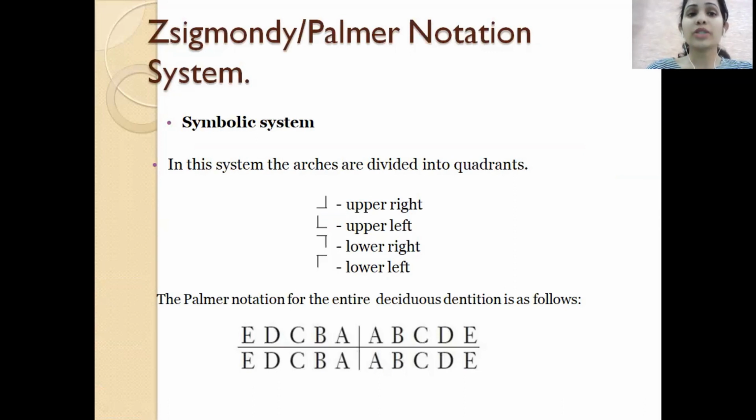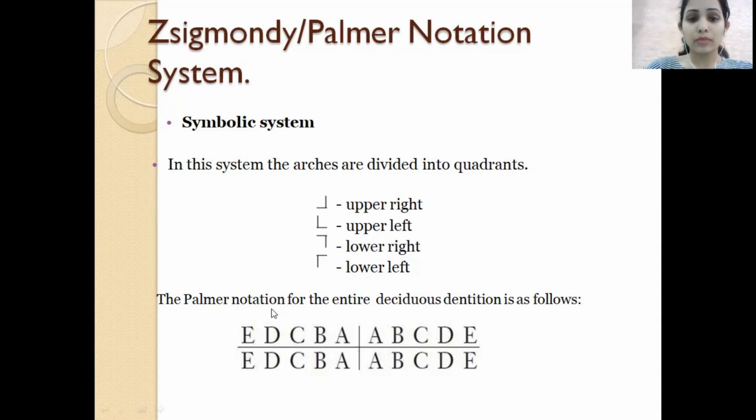Now coming to Zsigmondy-Palmer notation system. This is a symbolic system. In this system, the arches are basically divided into quadrants. That is, first we have two arches, maxillary arch and mandibular arch. Now these arches are divided into quadrants. So each arch will contain two quadrants. That is, maxillary you will have the right quadrant and left quadrant, and mandibular also you will have the right quadrant and left quadrant. So upper right is denoted by this symbol, upper left by this, lower right and lower left.